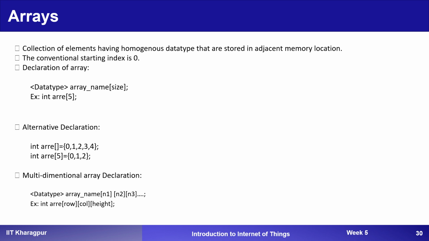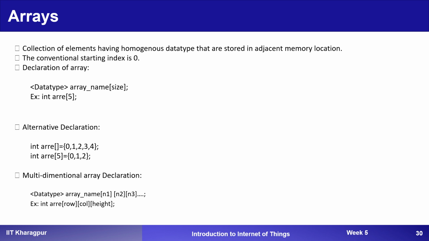Now arrays. Arrays are a collection of elements having a homogeneous data type that are stored in adjacent memory locations. The conventional starting index is 0. However, you can vary it, but conventionally the starting index is 0.